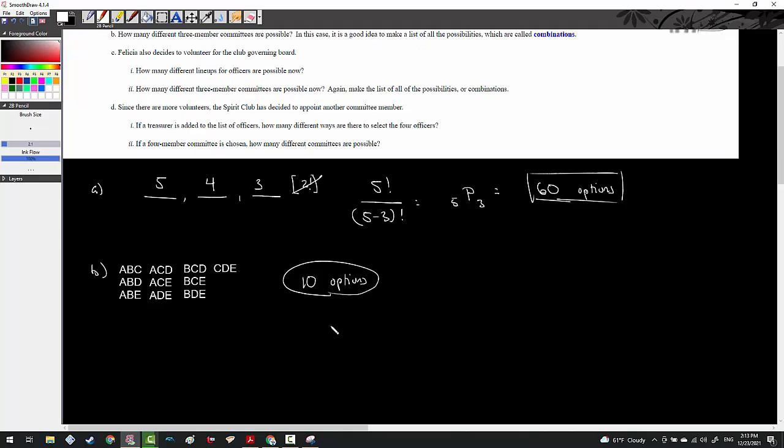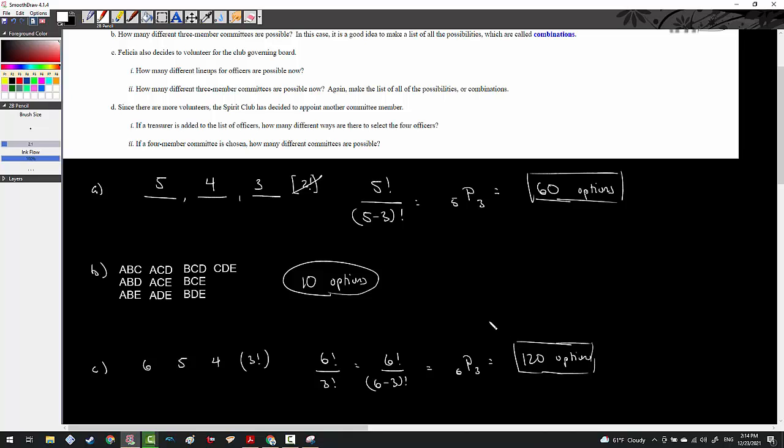Now it says Felicia has also decided to volunteer for the governing board. How many different officer lineups are available now? Well, in this case, there are now 6 people in the running. So that would be 6 and then 5, and then 4, and then the 3 factorial gets lopped off. So I get 6 factorial over 3 factorial, or in other words, 6 factorial over 6 minus 3 factorial. In other words, 6 permutation 3, and that would be 120 options. Again, this is the officers situation.